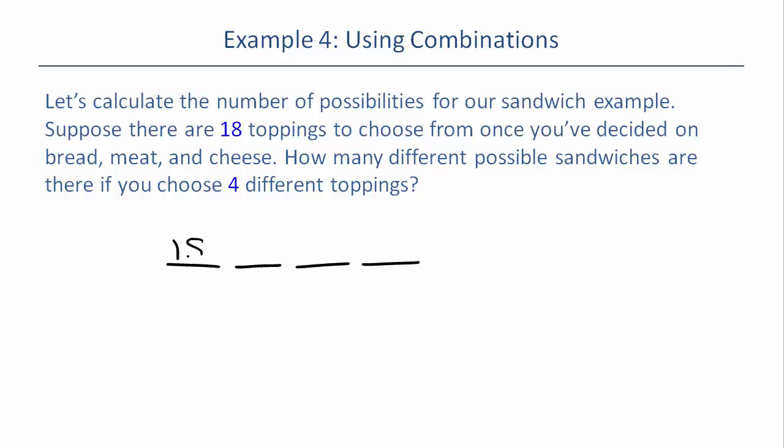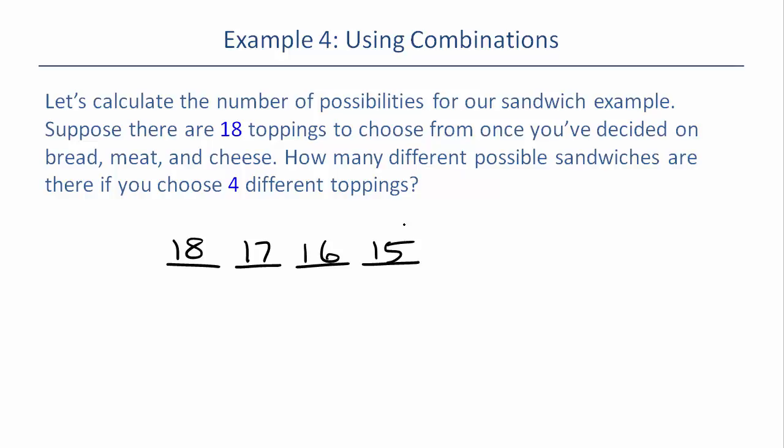So we're going to say we've got 18 choices for the first topping. Since we can't repeat it, isn't it just going to be 17, 16, and 15? Are we done? Is this how many different toppings we can have? Well, ask yourself, does it matter in which order you choose your toppings? If you say, hey, put lettuce, tomato, onion, and pickle on my sandwich, is that different than saying put lettuce, pickle, tomato, and onion on my sandwich? No, same 4 toppings. So order doesn't matter.